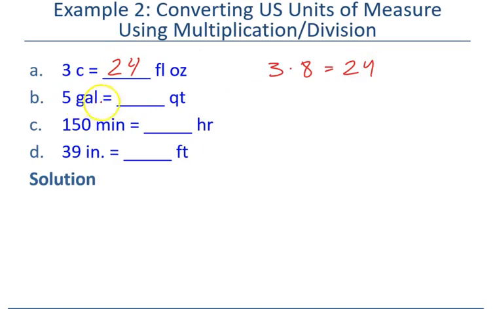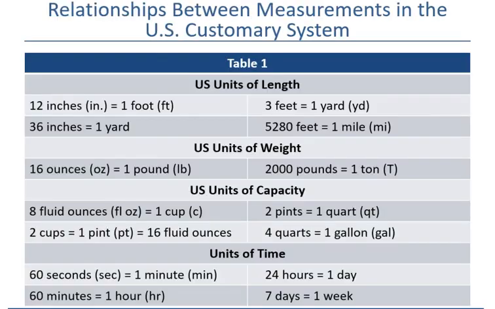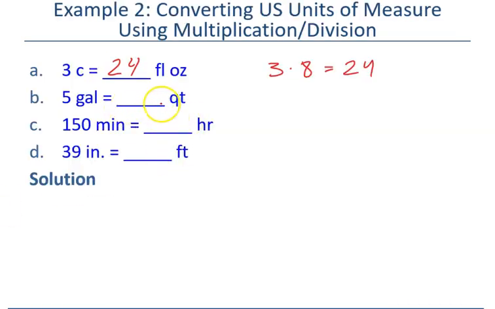Okay, well, gallons to quarts. Come back up to our list again. Find our gallons, and there it is right there. We've got 4 quarts equals 1 gallon. This is asking us how many quarts. Well, it's 4 quarts to 1 gallon. So let's do 4 quarts to 5 gallons. Well, that's going to equal 20. So it would take 20 quarts to make 5 gallons.